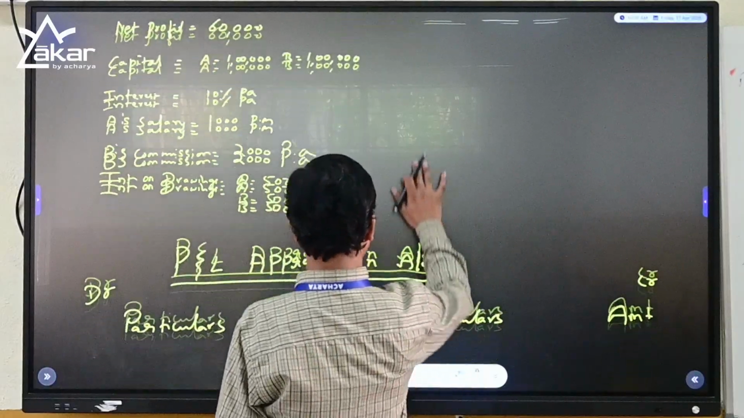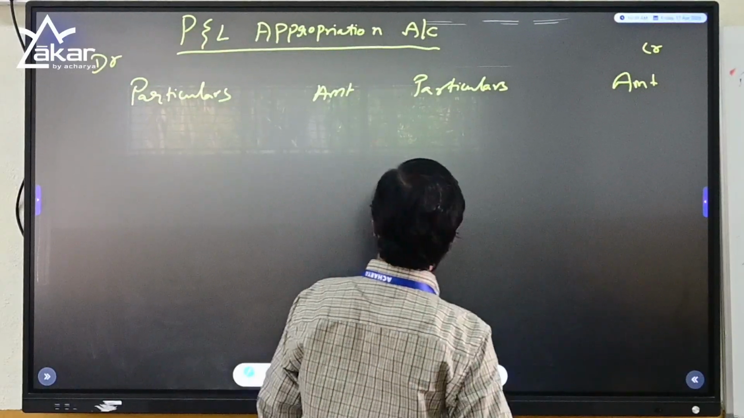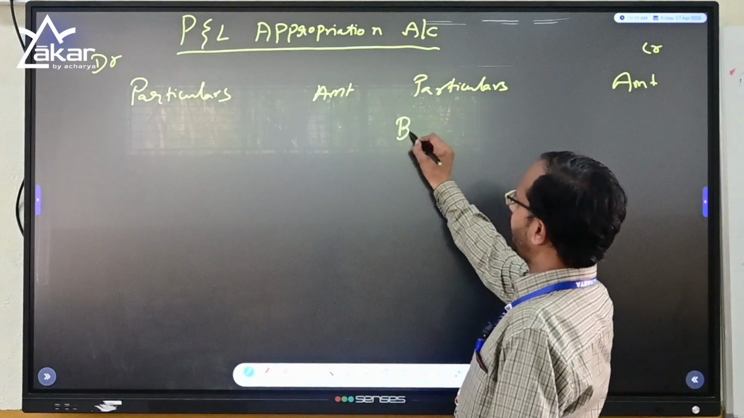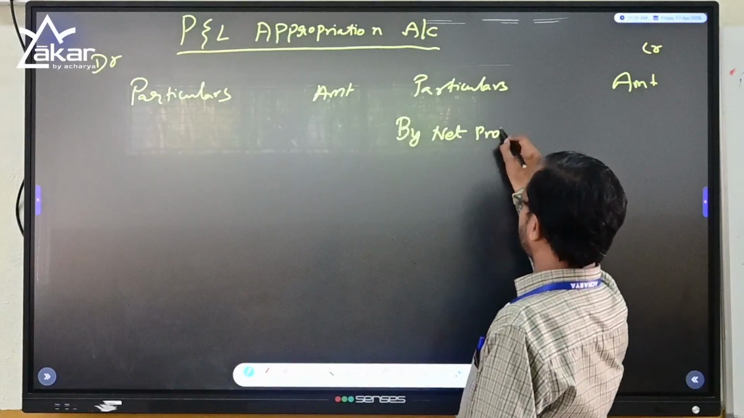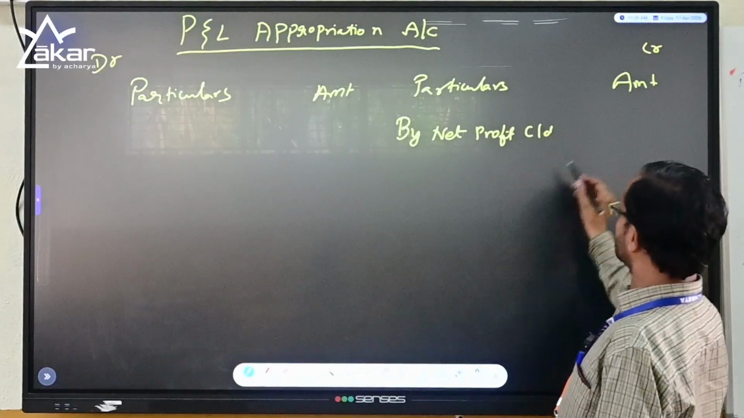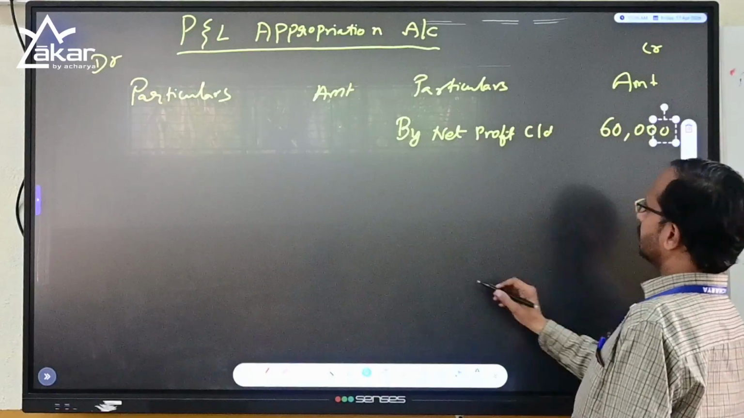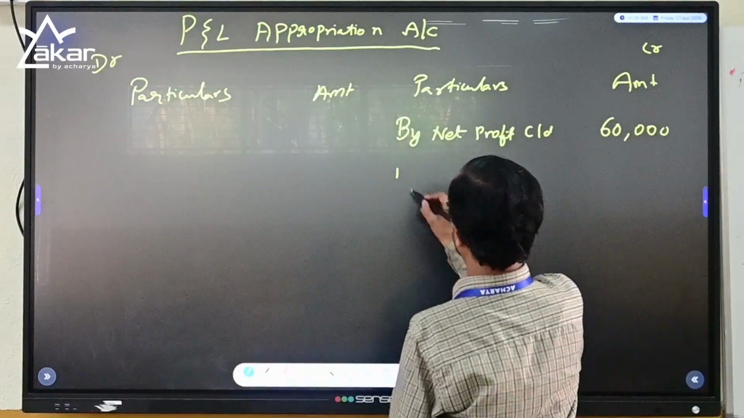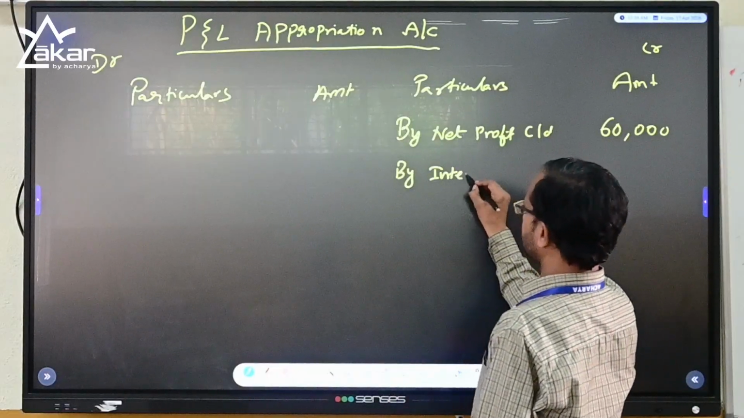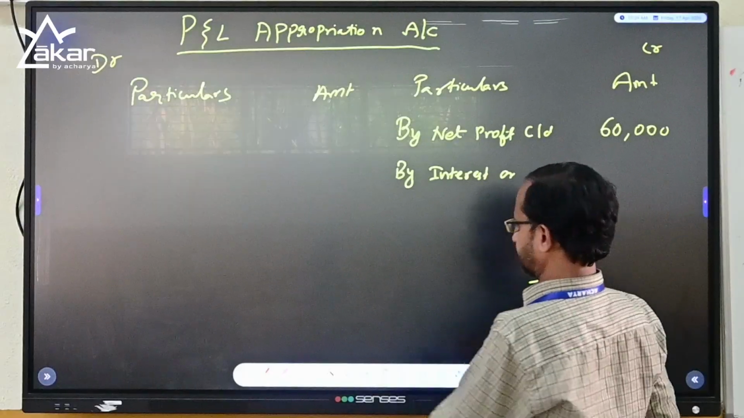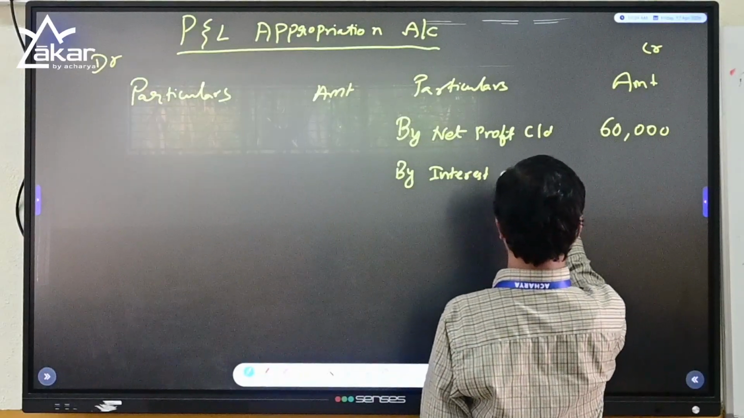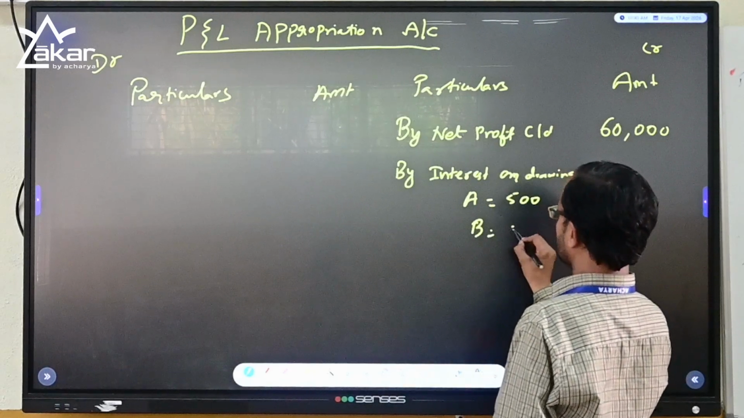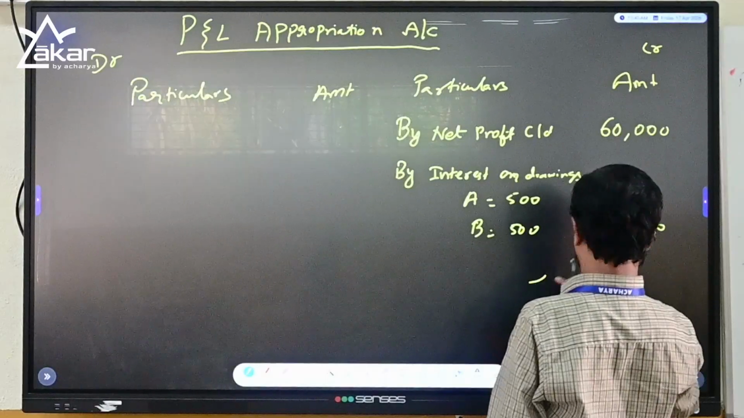Now, can we do the sum there? Let us concentrate on the income of the firm. It will be by net profit carried down. As per the statement, it is 60,000, and next is by interest accumulated on drawings. So we have A with 500, B with 500, total is 1,000 rupees.